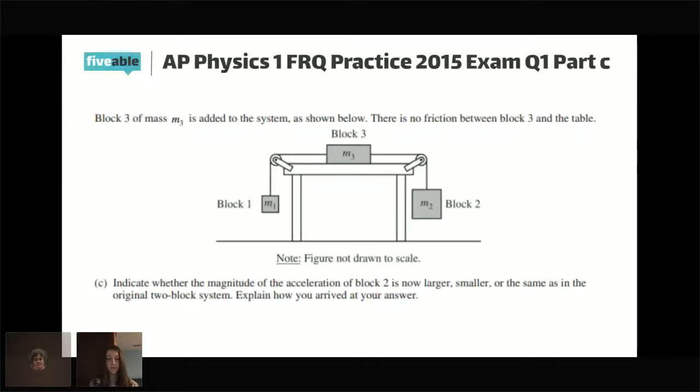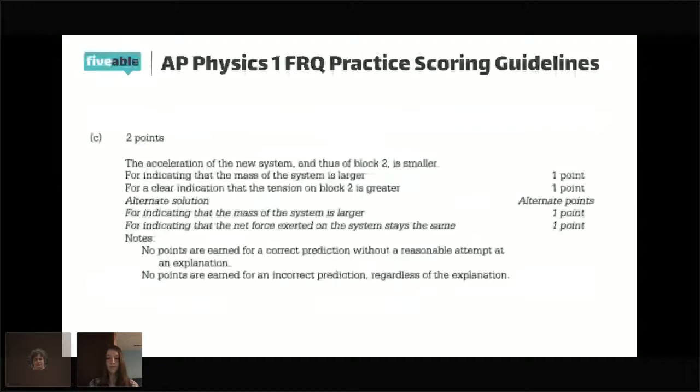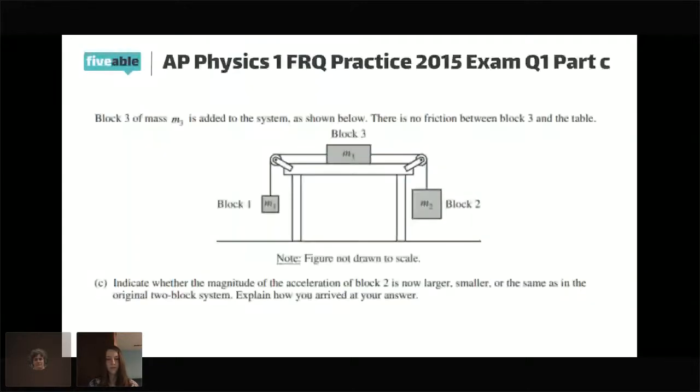So it says the acceleration of the new system, and thus of block 2, is smaller. The reason they give is that the mass of the system goes up, so the acceleration of the system must go down, which I think is pretty intuitive by F equals ma.